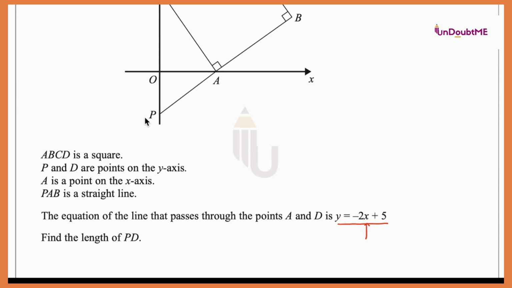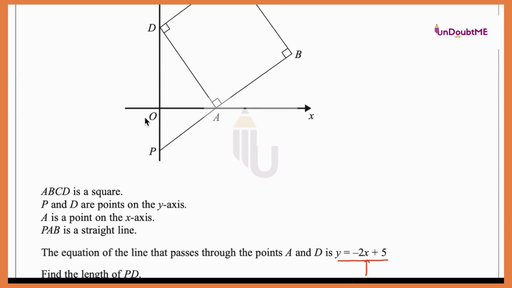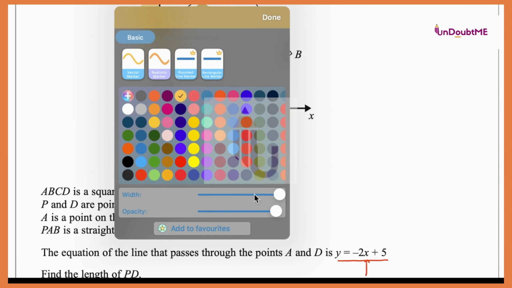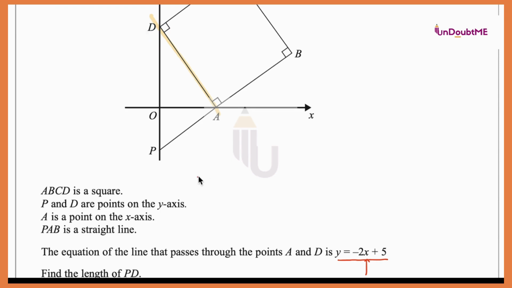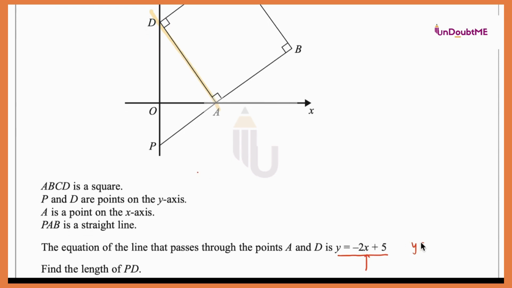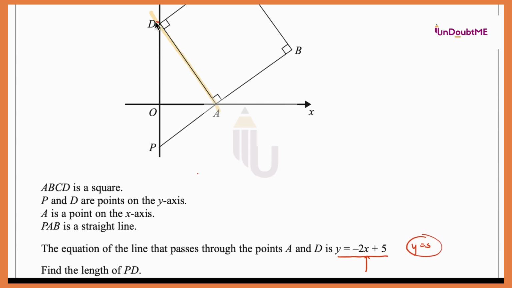Equation of AD means, to be precise, this line. So for this line, if I put x is equal to 0, I'll get y is equal to 5. Why it is important? Because that will give me this 0, 5 point. I need to get length of PD. So for that, I will be trying to find these two lengths, and I will eventually add them. So I have got half of my answer actually.